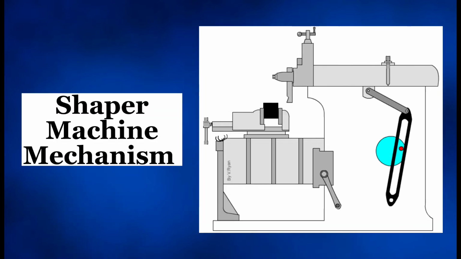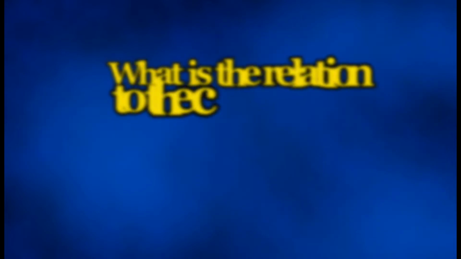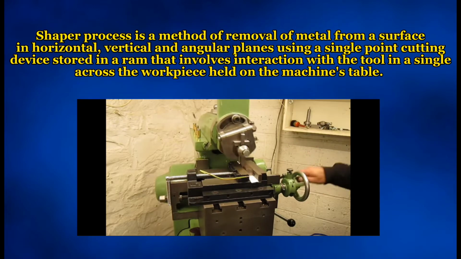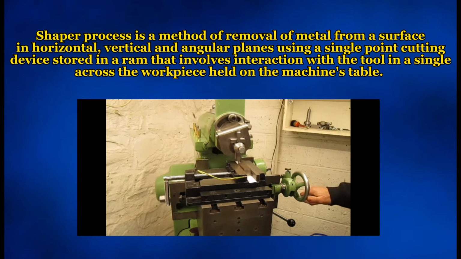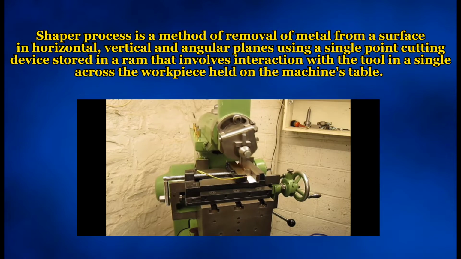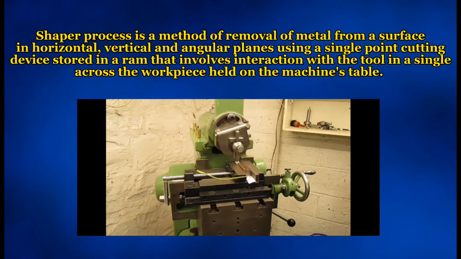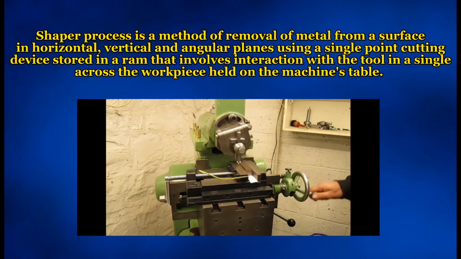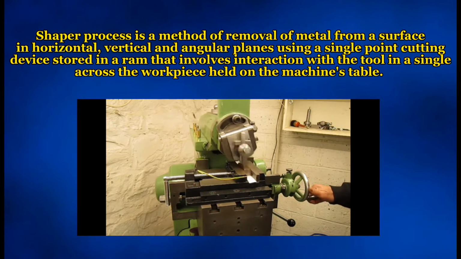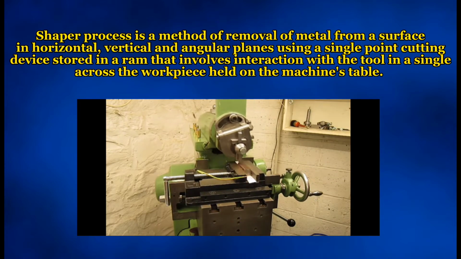Today, we would like to share the case study which is related to the shaper mechanism. The shaper process is a method of removal of metal from a surface in horizontal, vertical, and angular planes using a single point cutting device stored in a RAM that involves interaction with the tool in a single direction across the workpiece held on the machine's table. At the end of the stroke, the work is fed in small increments at right angles to the direction of the RAM.